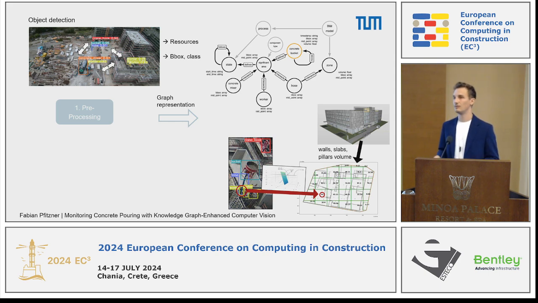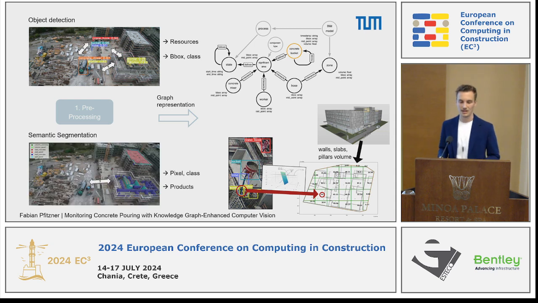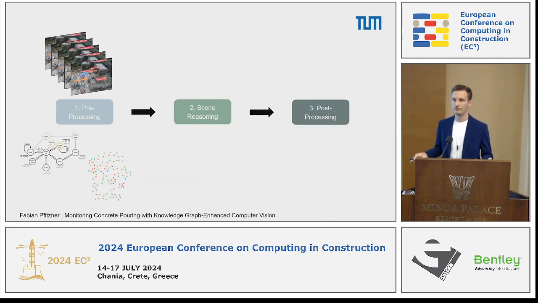And this can be, of course, further enhanced using semantic segmentation, focusing on the building products. So we can also receive some of the information out of the images directly, having like slabs, walls, and pillars monitored. So this sums up the first step of our methodology, pre-processing, right? So basically extracting the information out of the images and representing it, integrating it into a knowledge graph to get better understanding of our process.